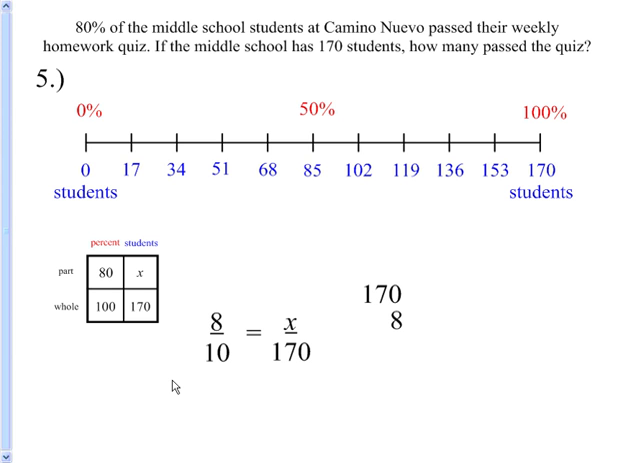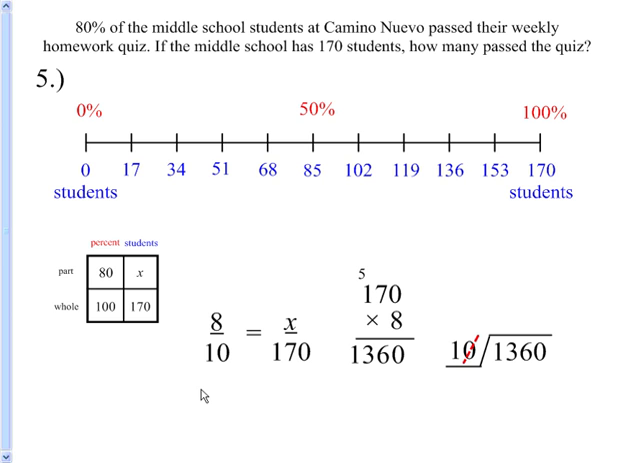Well, 8 times 170 is going to be 1,360. So that was what we did over here. This is the first step, cross multiplying. Now we divide this 1,360 divided by 10, and we will have the answer as to how many students there are who passed the test at Camino Nuevo Middle School.